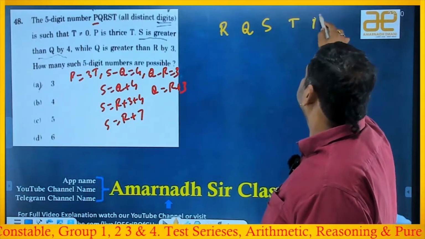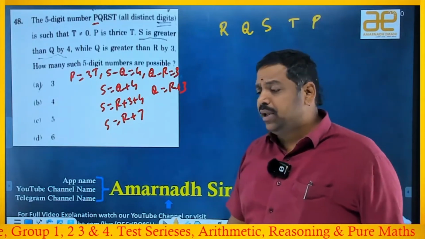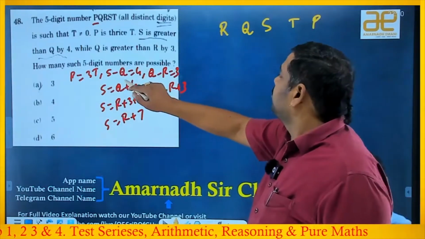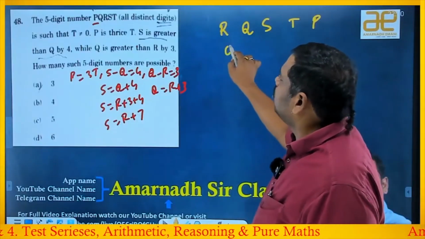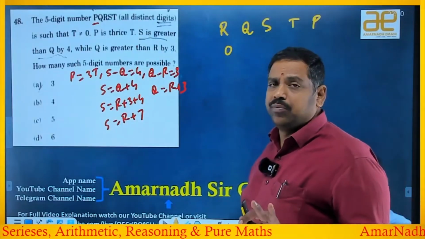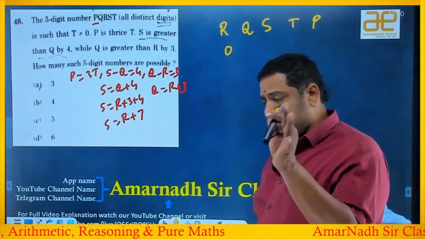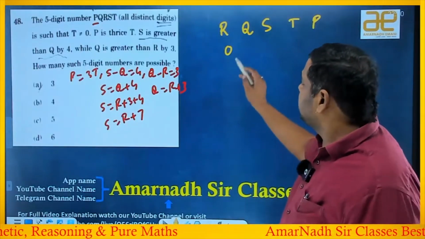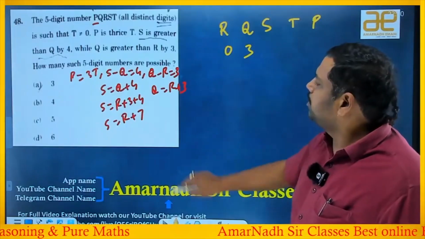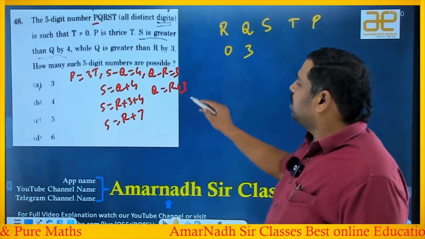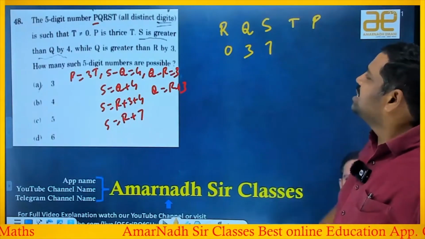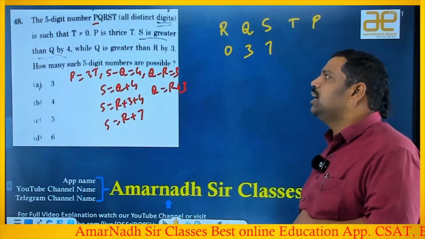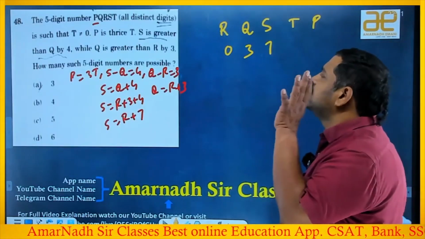P and T are separate. All should be distinct digits. Suppose R is 0, because he is specifying only that T should not be 0, not any other. Then if R is 0, Q is R plus 3, that is 3. S is R plus 7, that is 7. For T and P, I have the liberty that P is equal to 3T, that's it.